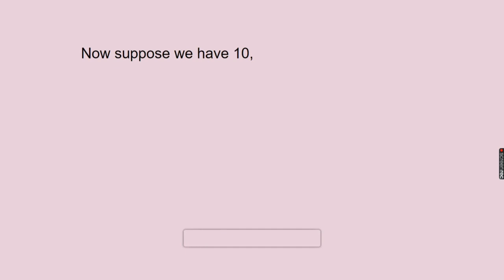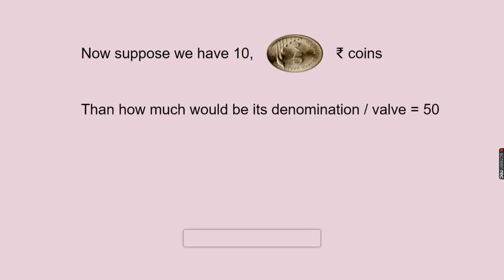Now suppose we have 10 coins of 5 rupees, then how much would be its denomination? Denomination means value. How much would be its value or denomination? It is equal to 50, right?